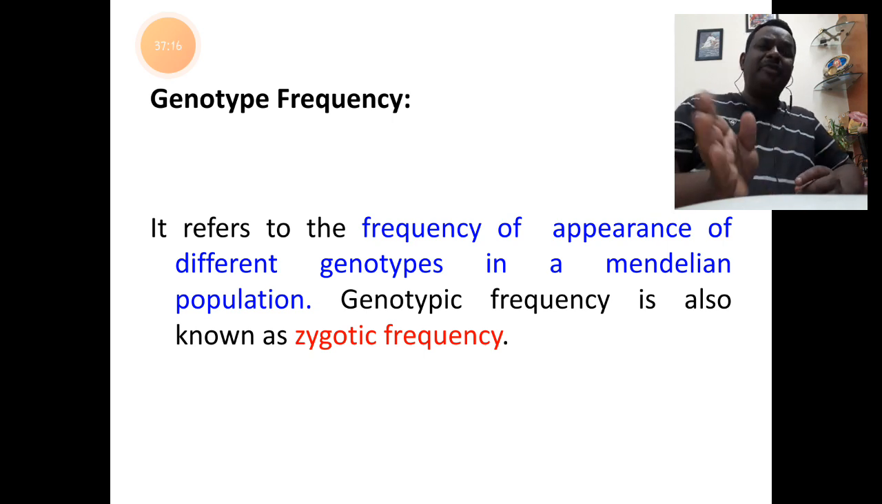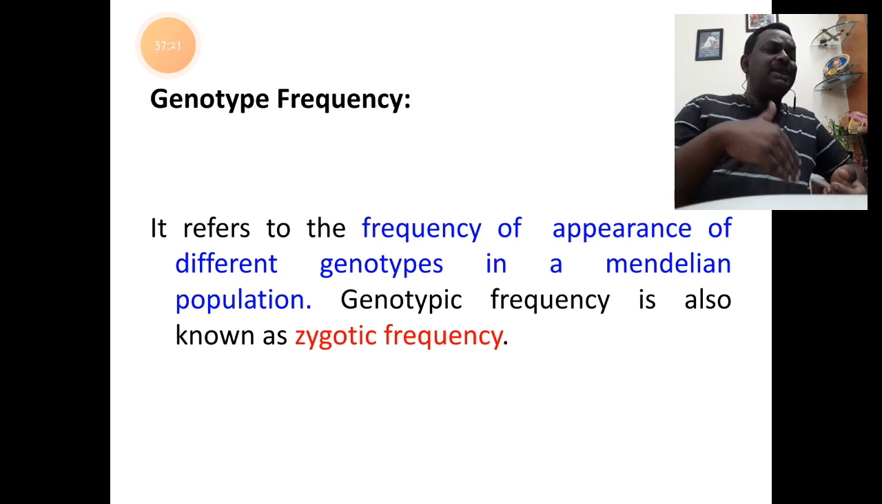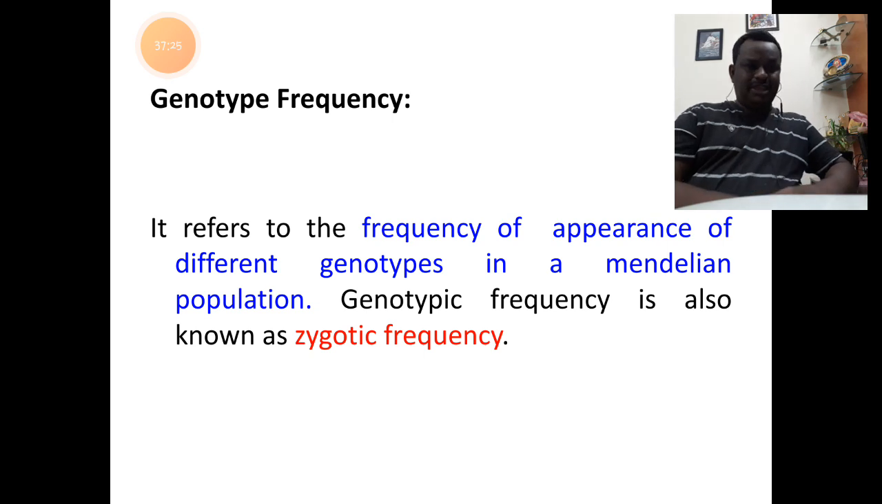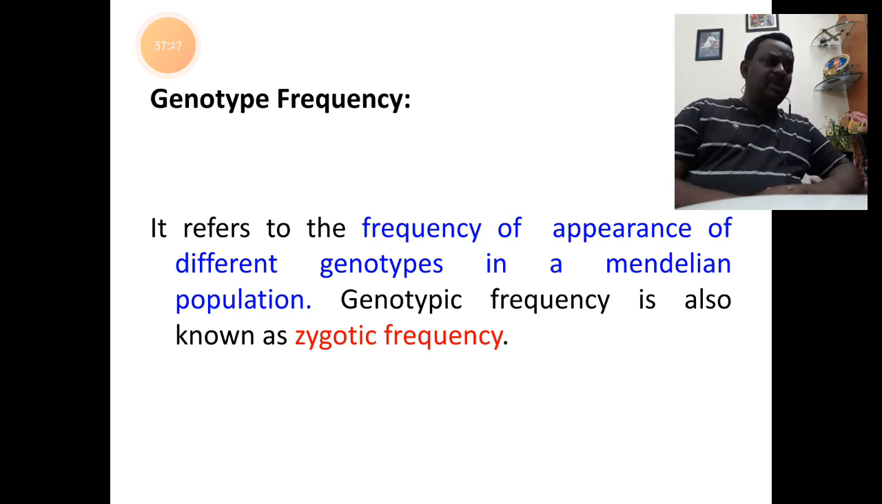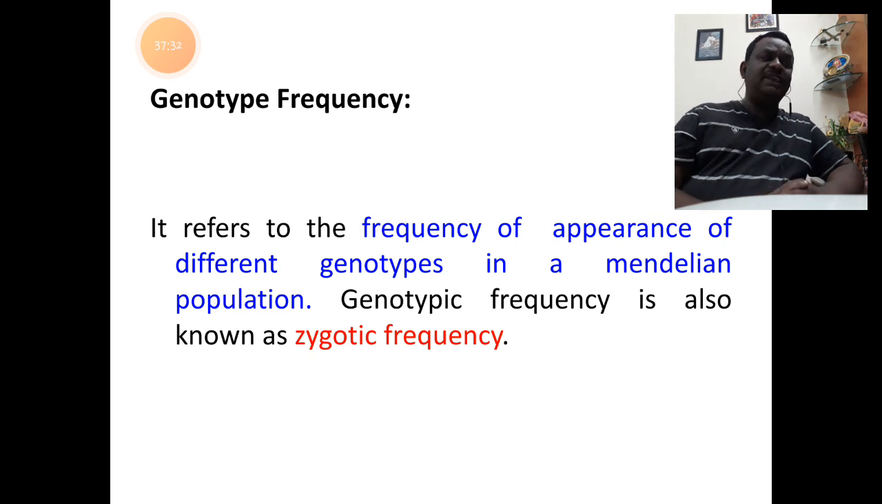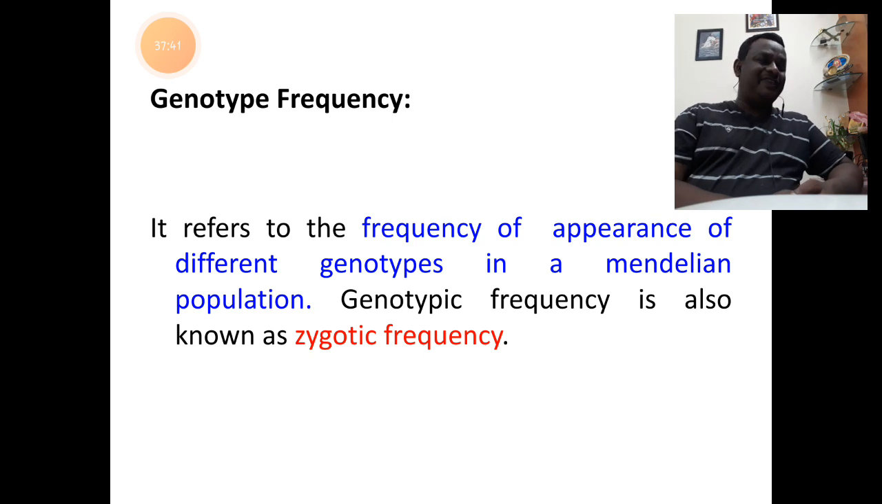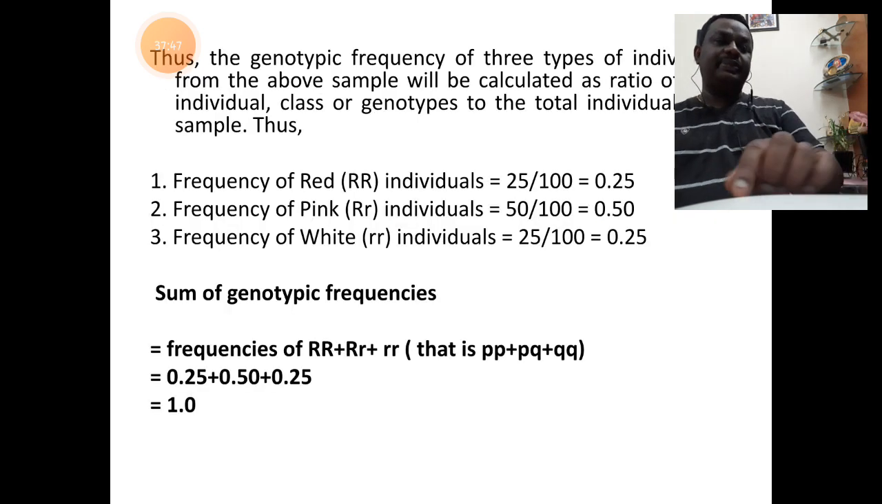Now, the genotype frequency refers to how many times the given genotype appears in the given population, or it is the ratio of appearance of genotypes in the given Mendelian population. So how many number of times a given genotype appears is called genotype frequency for a Mendelian population. It is also called zygotic frequency.